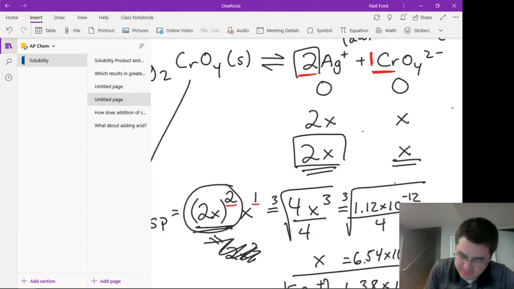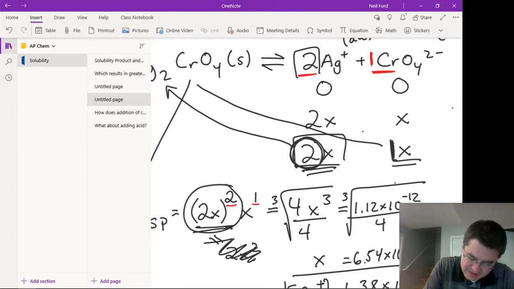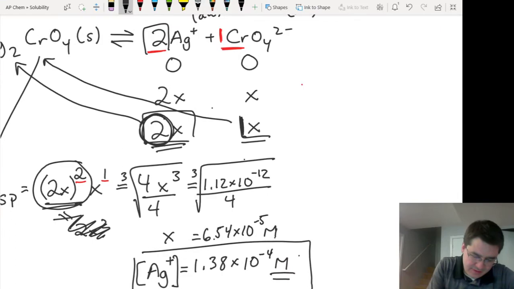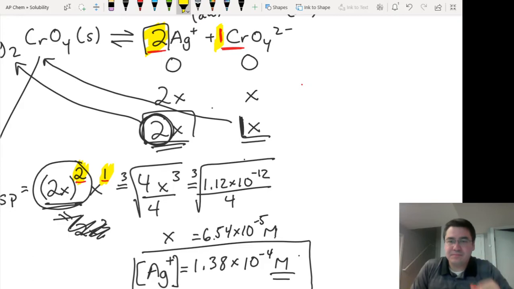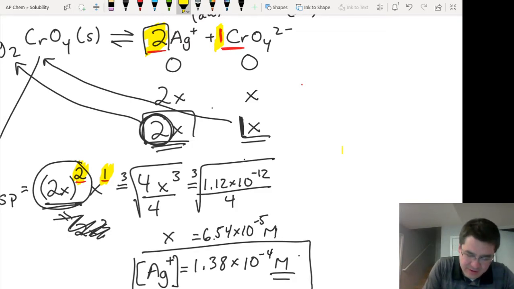But this first 2, the one that I'm circling, represents that when it dissolves, you end up with twice the amount of silver as you have chromate. So you both multiply the x by 2 and you put it to the second power. Correct. And these numbers come from, let me highlight them, the definition of K values, and those came from these numbers. So you get the number multiplying the x from the ICE chart, and the exponents come from the stoichiometry.